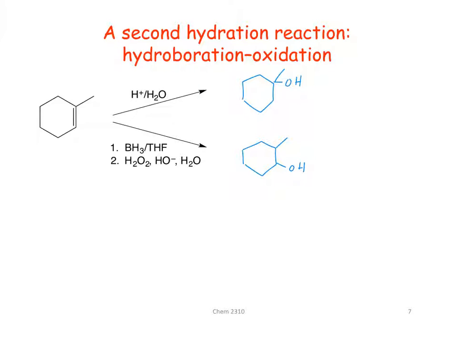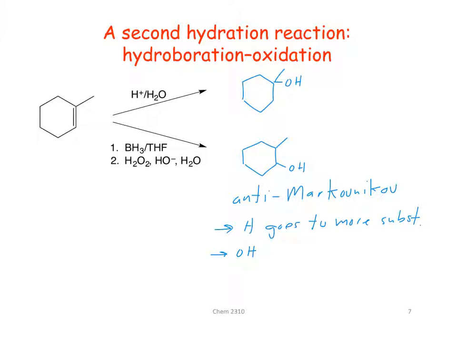So this one we sometimes call anti-Markovnikov. It means that the H goes to the more substituted end, and the OH goes to the less substituted side.